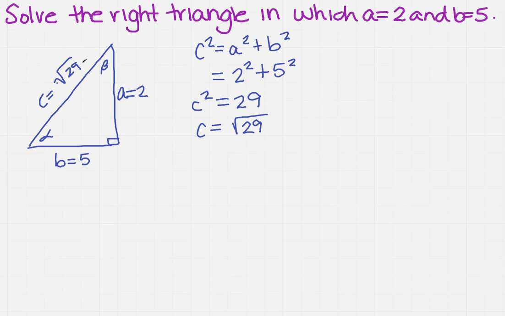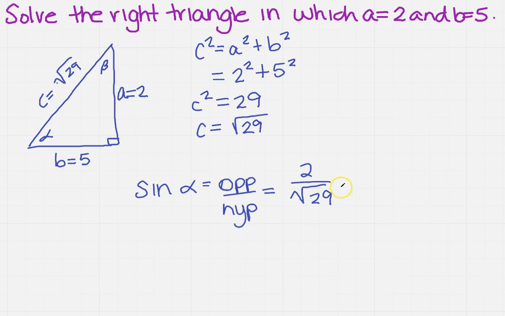So how am I going to do that? Well, lots of people like to use sine. It's whatever you get most comfortable doing, that's fine. So we're going to do sine of alpha. Sine of alpha equals the opposite over the hypotenuse. Well, what is opposite of the alpha angle? That's going to be the 2. And that's going to be over the hypotenuse, which we just said was the square root of 29.